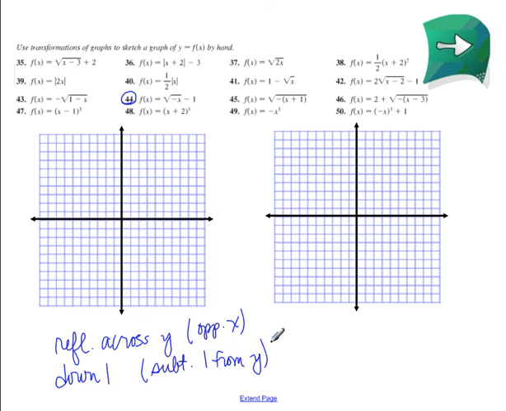Well, what am I talking about doing that to? That is the original points on that basic function of the square root of x. So let's review the square root of x. Square root of x is at 0, 0, 1, 1, and 4, 2. There's other points on the graph, but those are some of the key points that you should be able to identify.